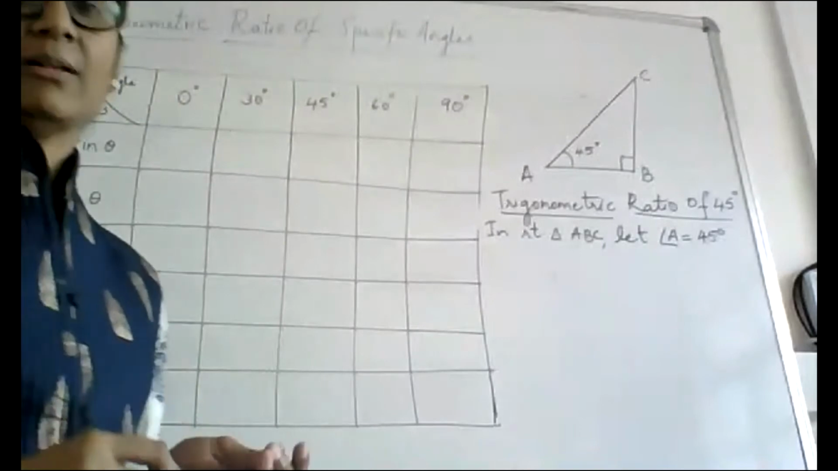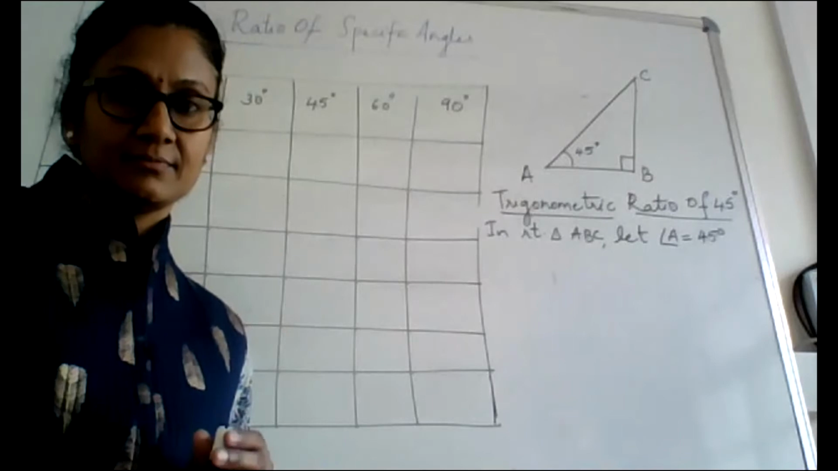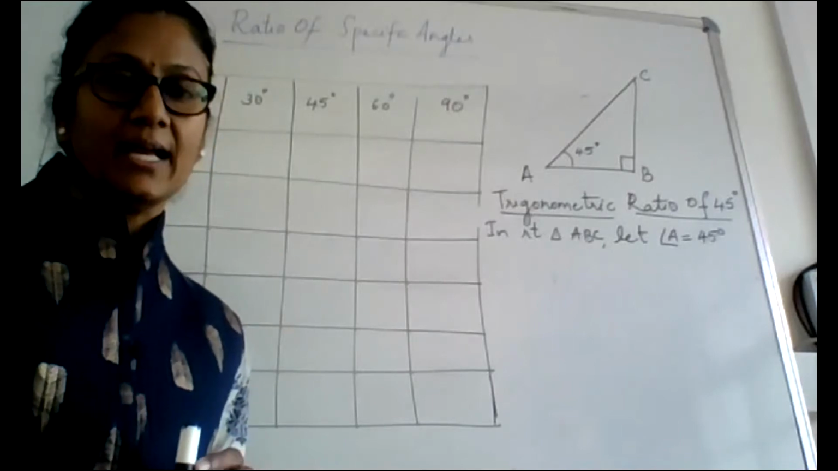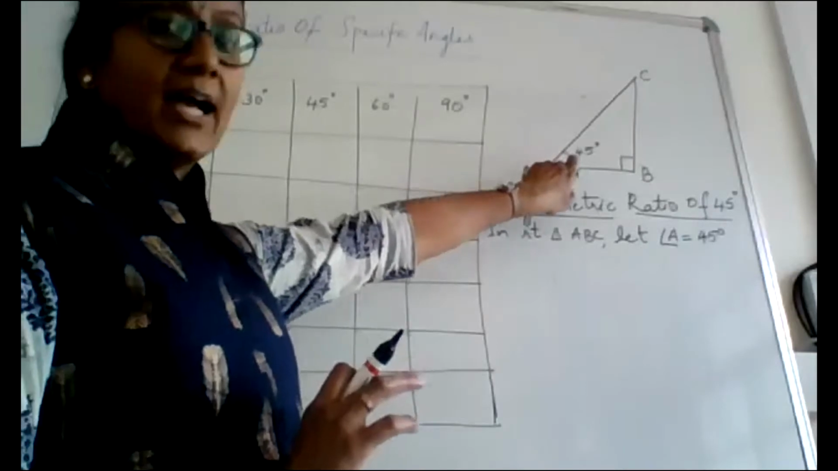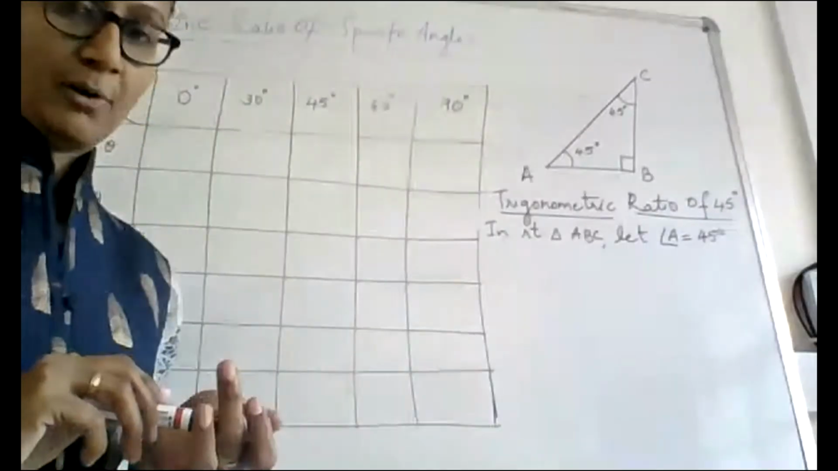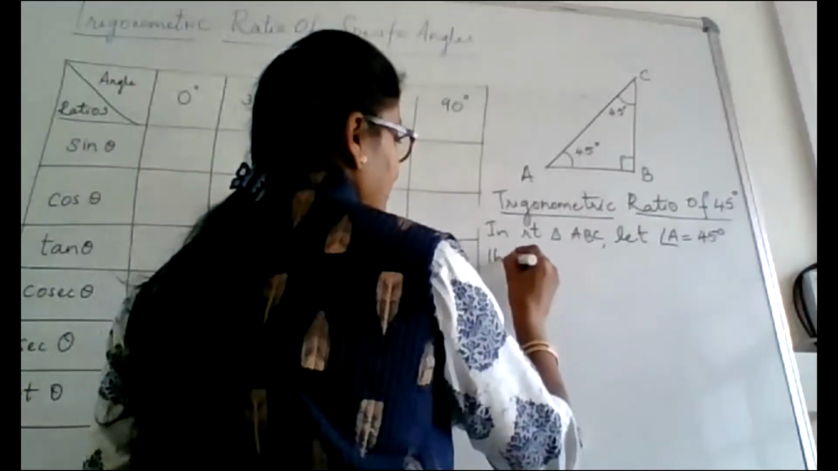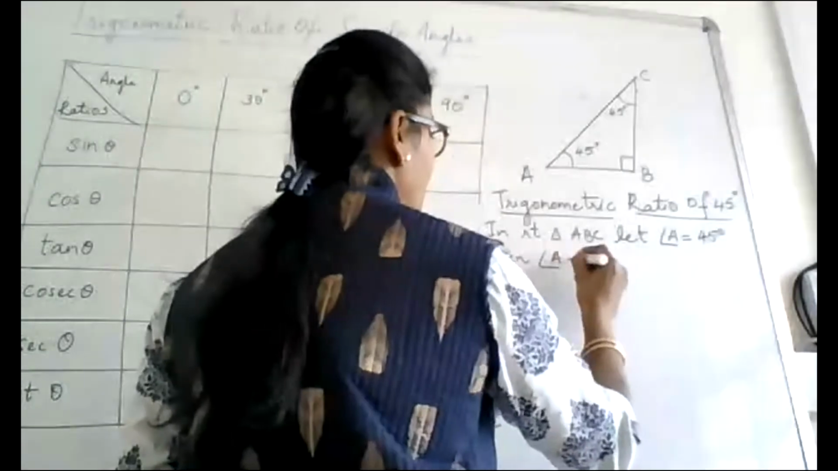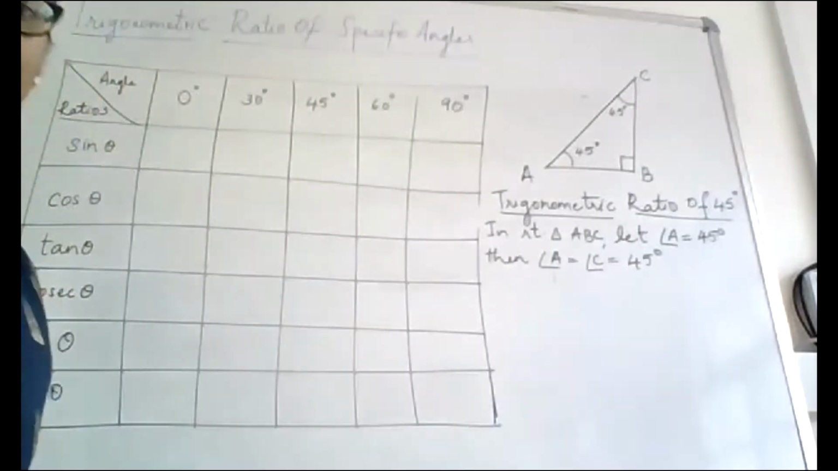So can you tell me what will be my angle C? 45. Yes, it will be again 45 degrees because the 90 degrees is fixed. If one of the angles in the right triangle is 45, the second angle also becomes 45 degrees because of the angle sum property. So if angle A equals 45 degrees, then angle C also becomes 45 degrees. Right?